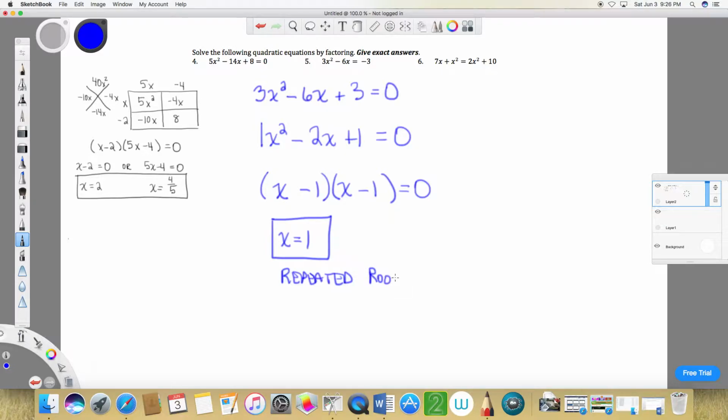In a later skill packet, we'll talk about the graphs and the significance of having repeated roots. And if you have y equals 3x squared minus 6x plus 3, you should probably recognize the graph of that as a parabola that opens upward. When you set it equal to 0, that's finding the x-intercepts. So this is a parabola that opens upward, whose vertex is just touching the x-axis at 1, 0. And we'll look at that in detail in a later skill.